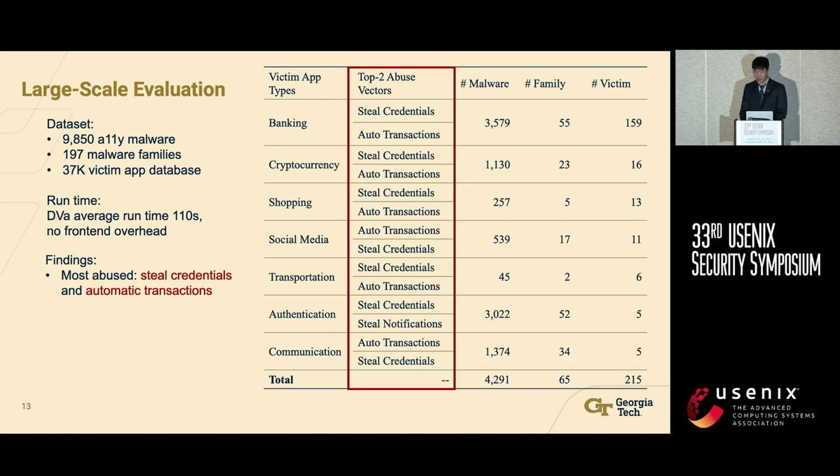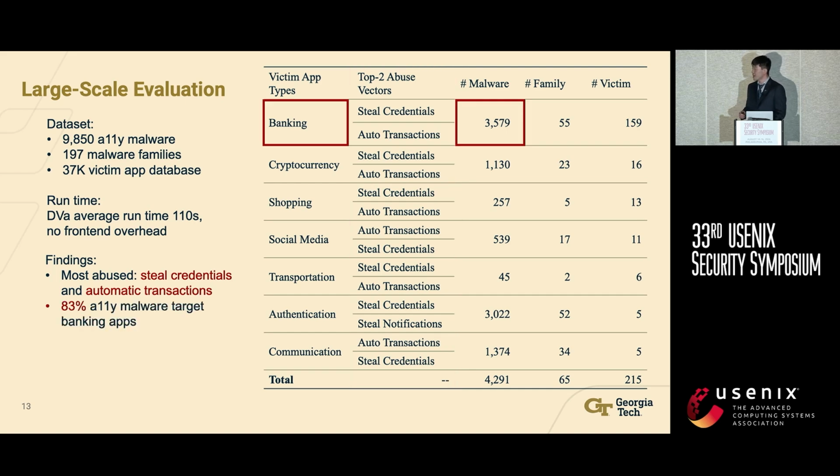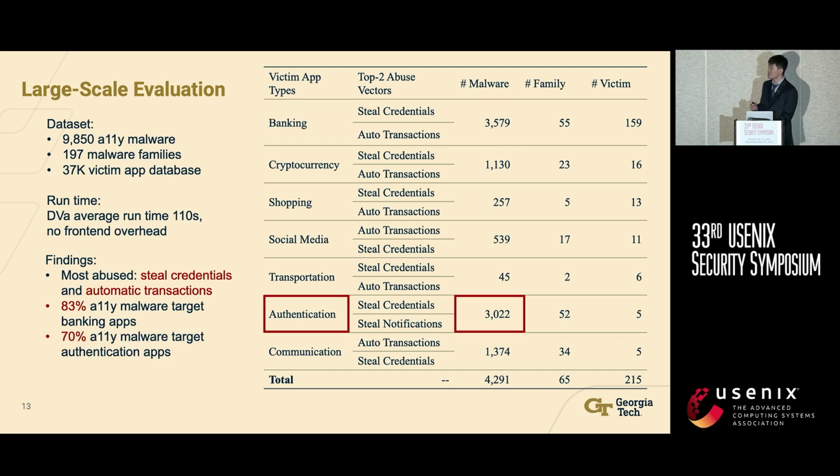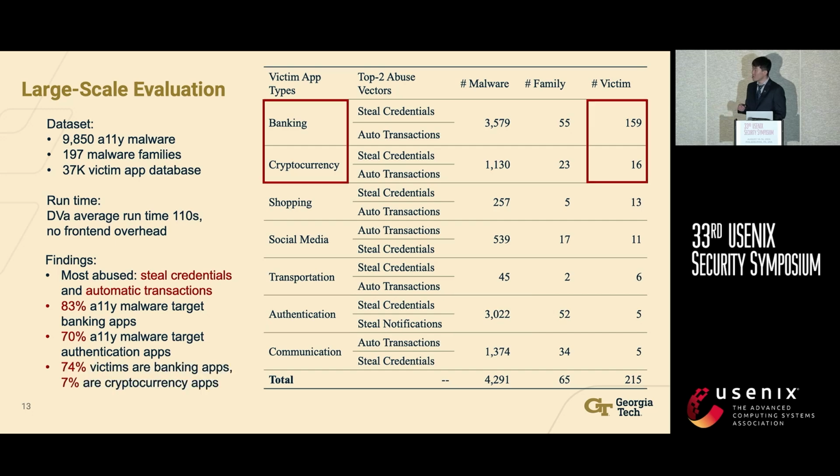And we have some very interesting findings. We found that the most abused vectors by malware are stealing credentials and conducting automatic transactions across all categories of victim apps. We found that 83% of ally malware target banking apps, and 70% of ally malware target authentication apps. 74% of victims are banking applications, and 7% are cryptocurrency applications.